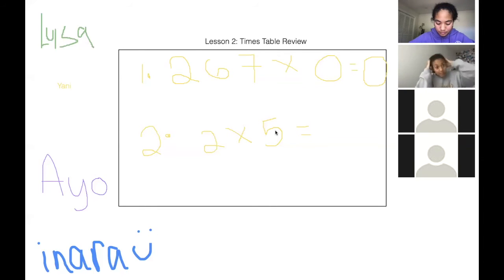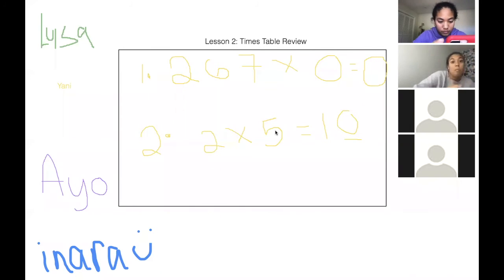And then for the second question, like we said, the rule was anything multiplied by 2 is always going to be an even number. And although 5 is an odd number, our answer still has to be an even number. So 2 times 5 is 10. 10 ends in 0, which is an even number. So the whole thing is an even number.